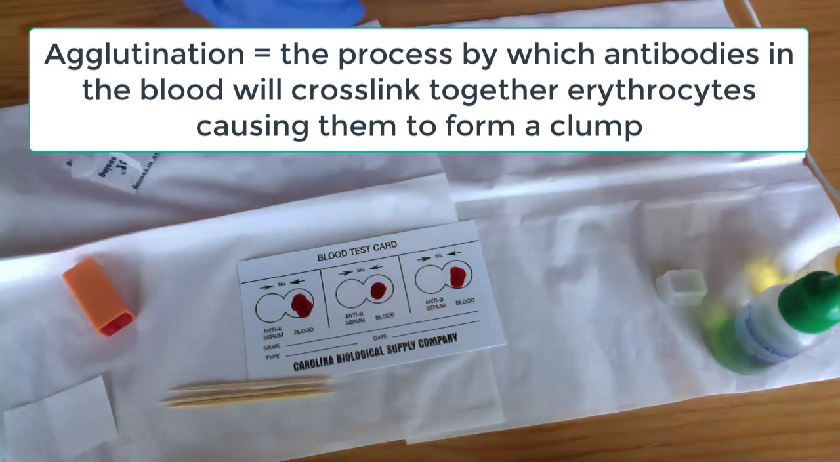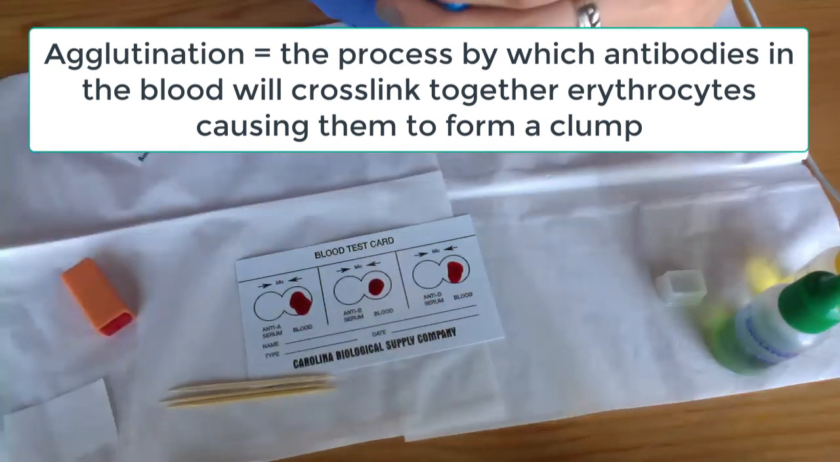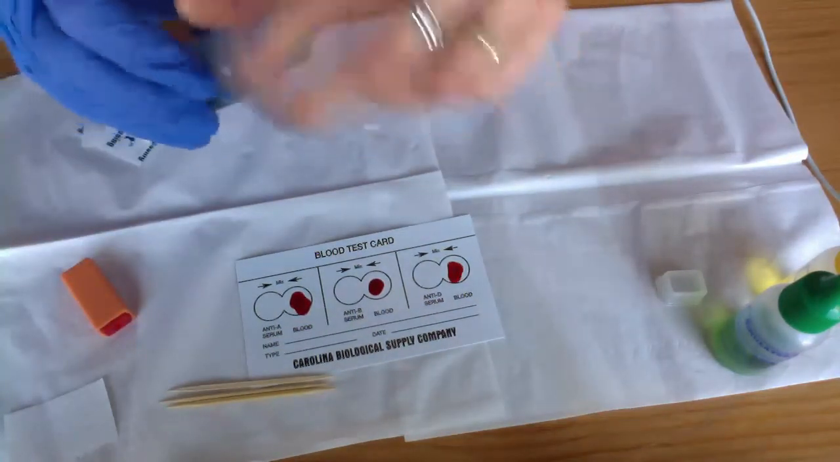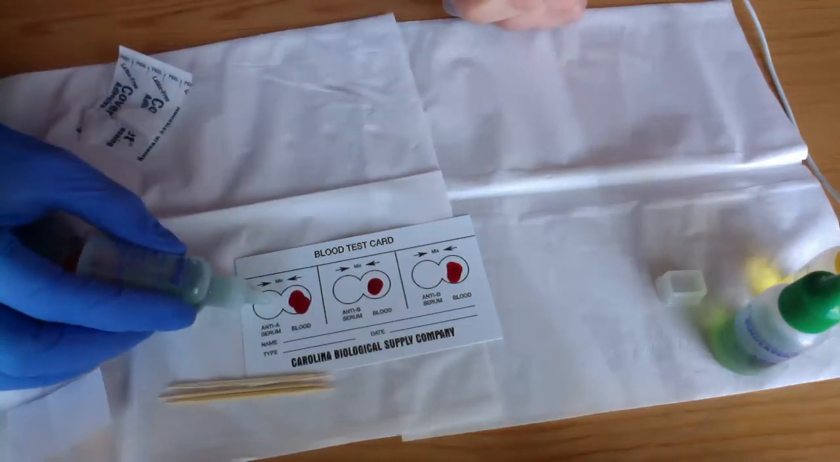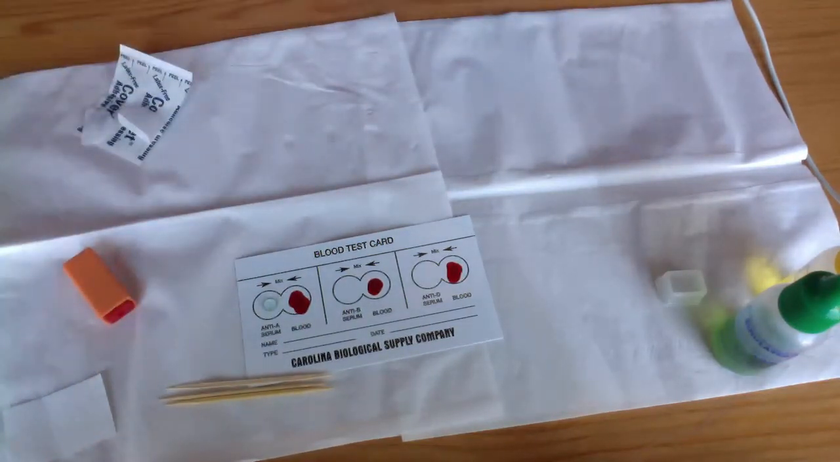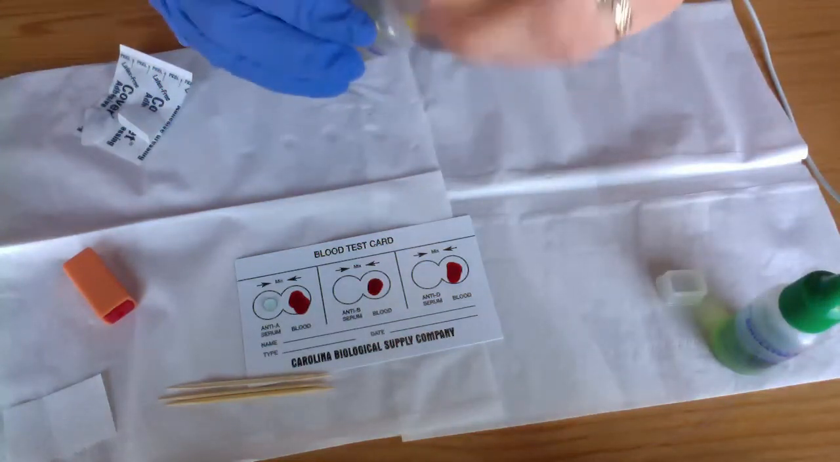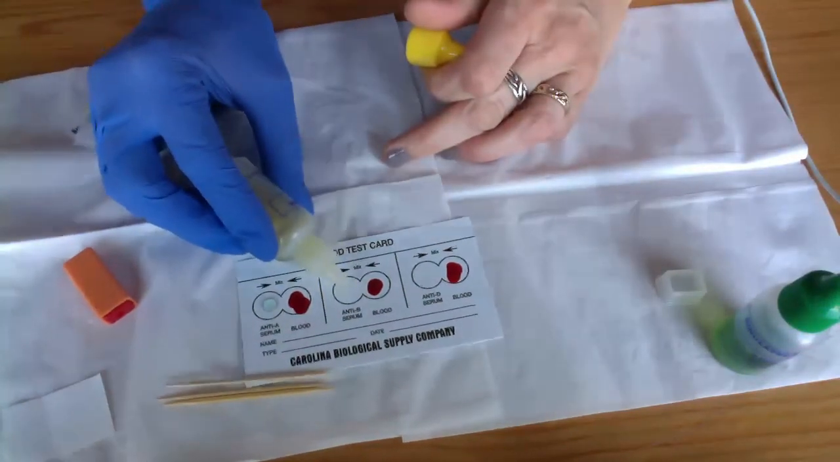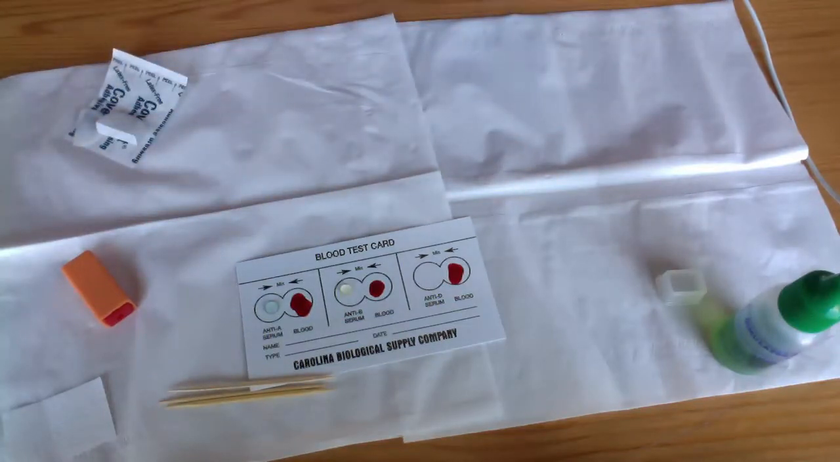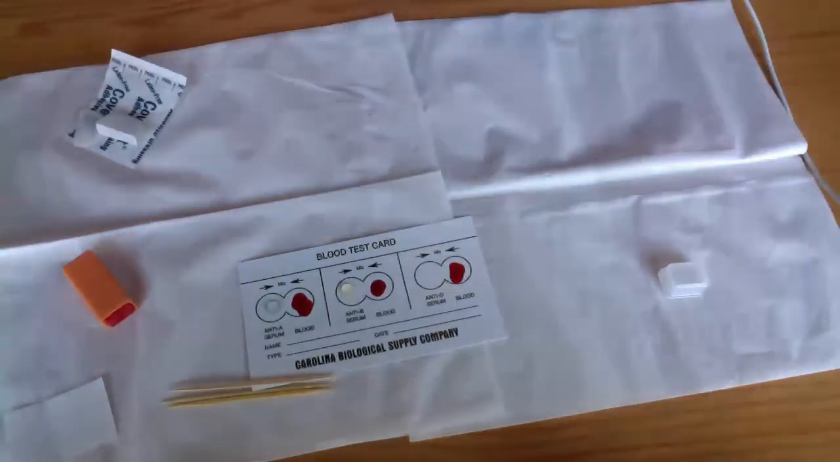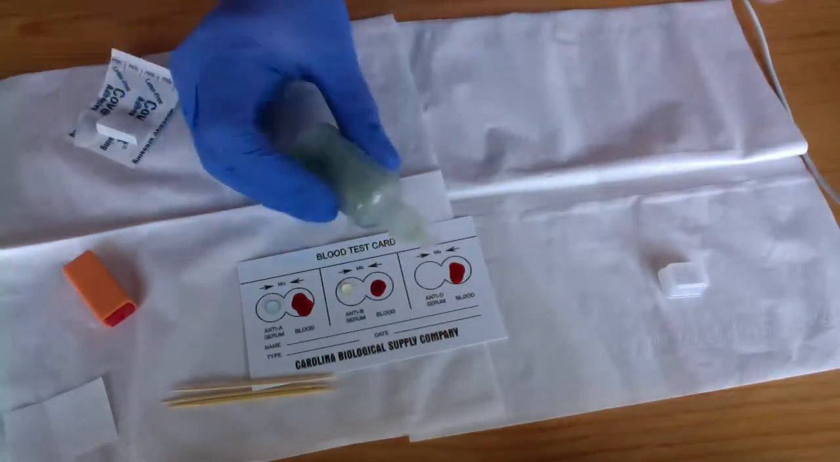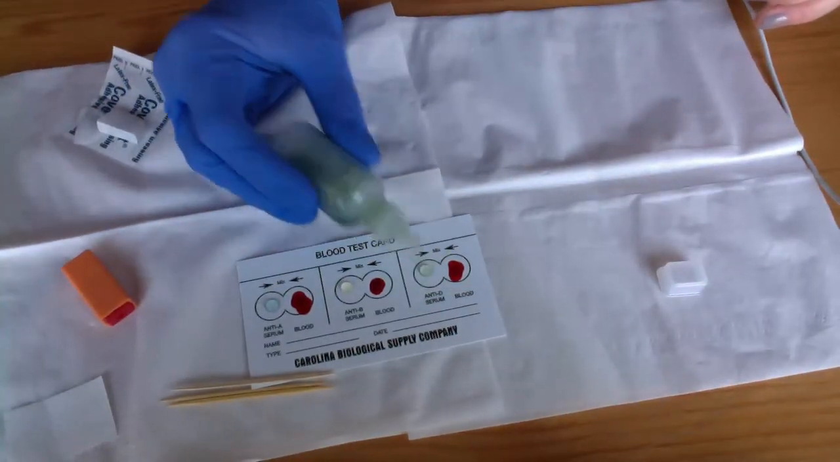Just because I set this backwards for you guys, here is the anti-A serum. I'm going to do just 1 drop of the anti-A serum, 1 drop of the anti-B serum, just 1 drop there. And 1 drop of the anti-RH, or again, you'll also see it called anti-D serum. So just 1 drop there.